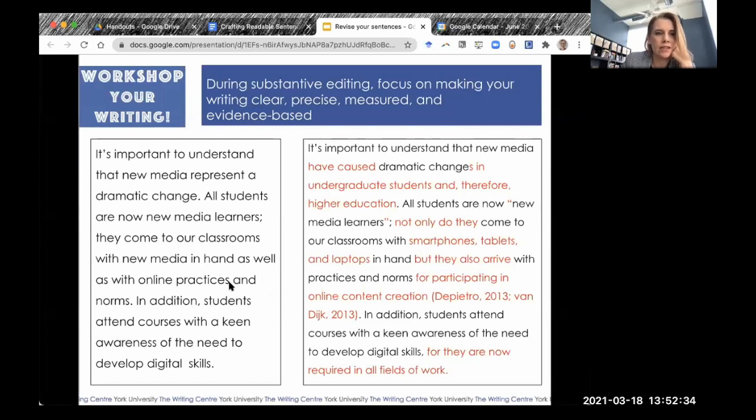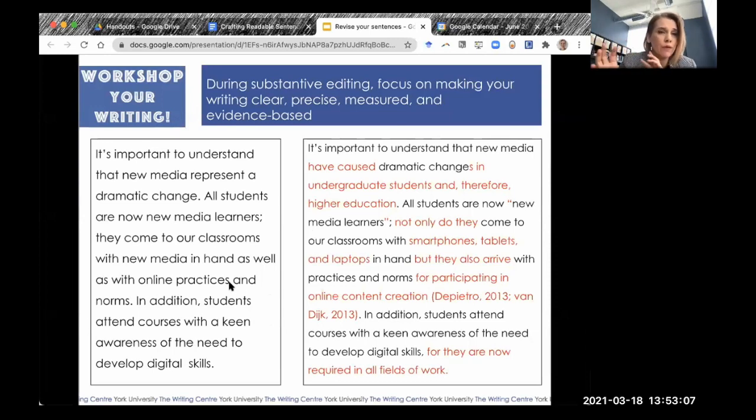So it looks like this. You can take a paragraph like this: It's important to understand that new media represent a dramatic change. All students are now new media learners. They come to our classrooms with new media in hand, as well as with online practices and norms. In addition, students attend courses with a keen awareness of the need to develop digital skills. So when you're substantively editing, you're thinking, is this clear? Is it precise? Is it measured? Is it evidence-based? We can definitely revise to make it all of those things.